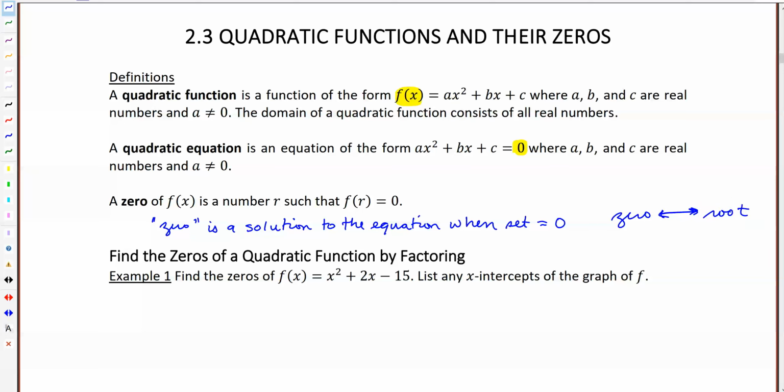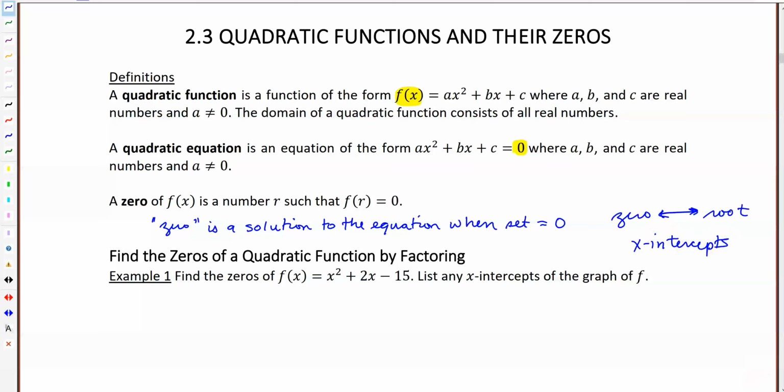Now in a little bit you're going to find out that the zeros or the roots are also referred to as the x-intercepts of the graph of the function. And we're going to look at why in just a moment.